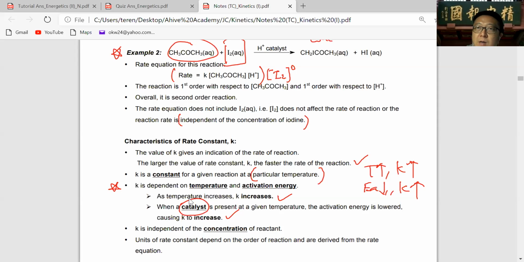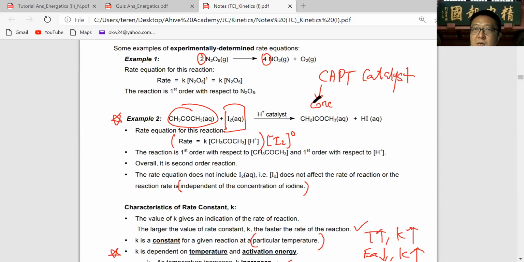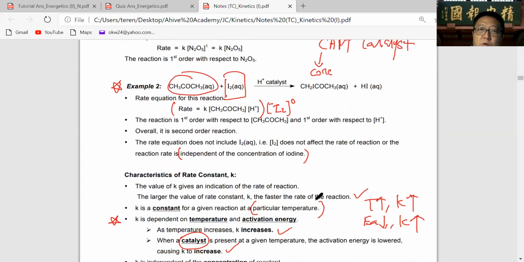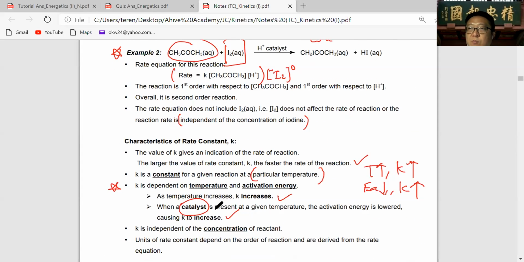Remember just now I mentioned about Captain, right? CAPT will not impact the EA. Only catalyst will lower EA. The rest don't lower EA. The rest just result in more molecules having energy equal to EA. So you need to take note of this. These four of them do not affect EA. EA is only affected by your catalyst, the alternative pathway.